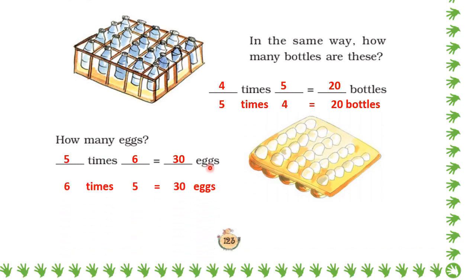Now other way. These are the columns. 1, 2, 3, 4, 5. Here are the columns 1, 2, 3, 4, 5 and 6. Okay, 6 columns but the rows are 5. So 6 times 5 is equal to 30 eggs.